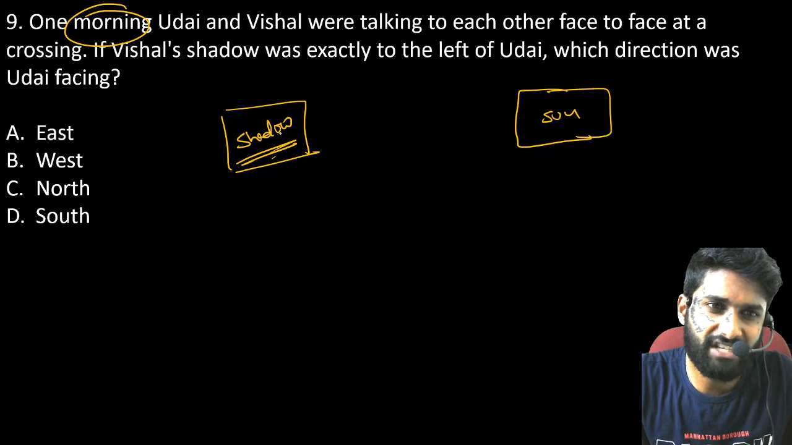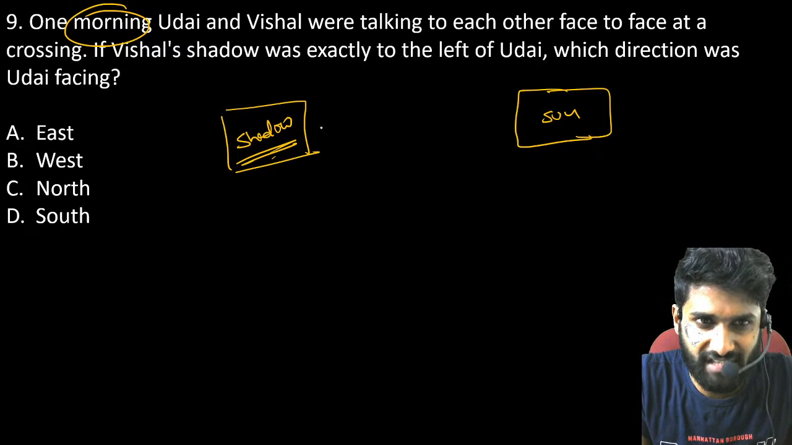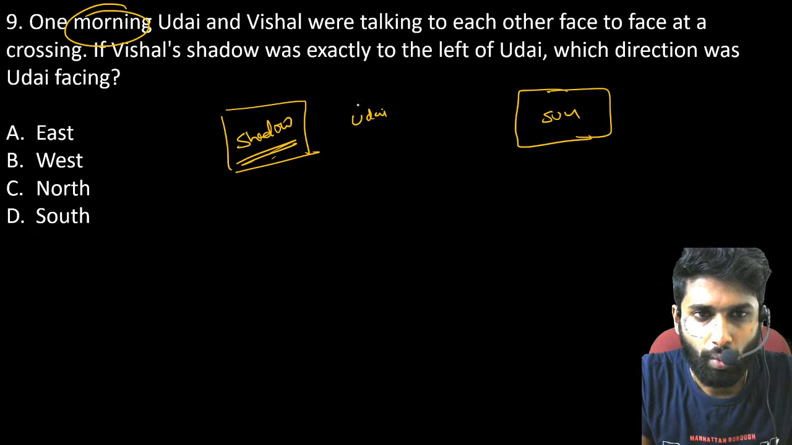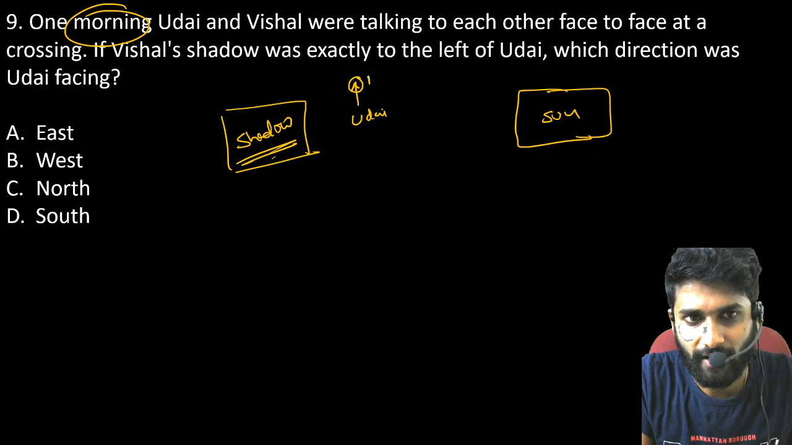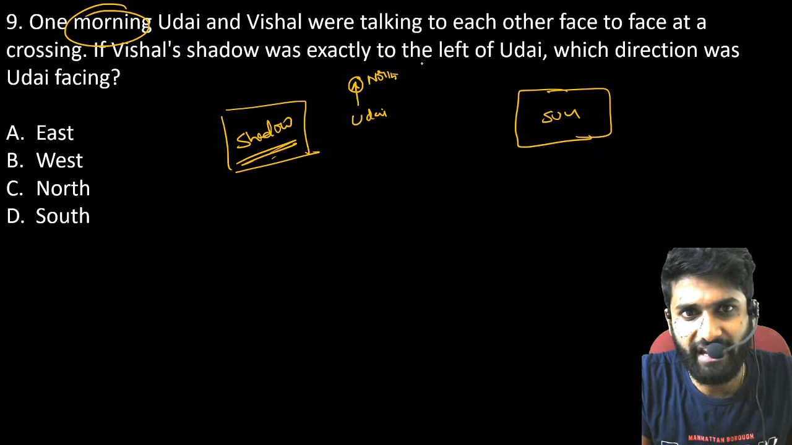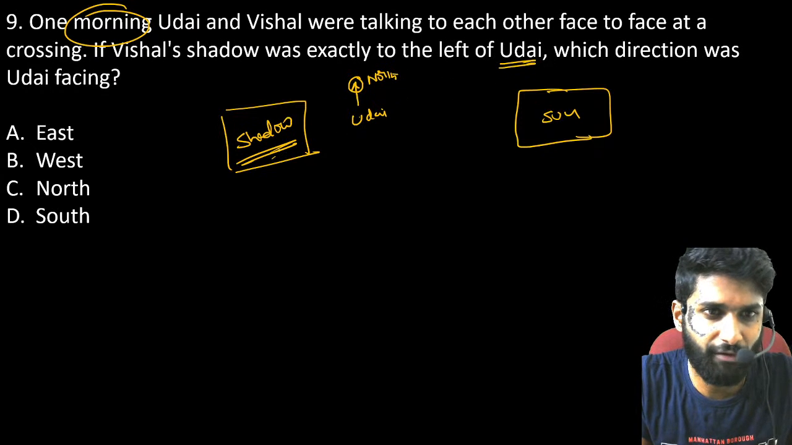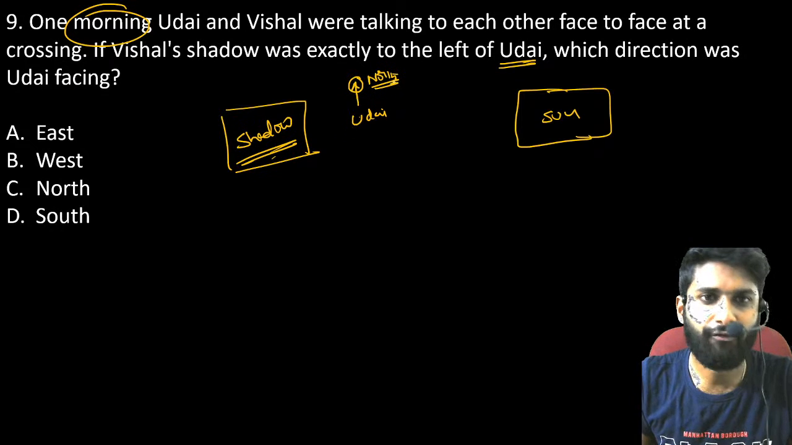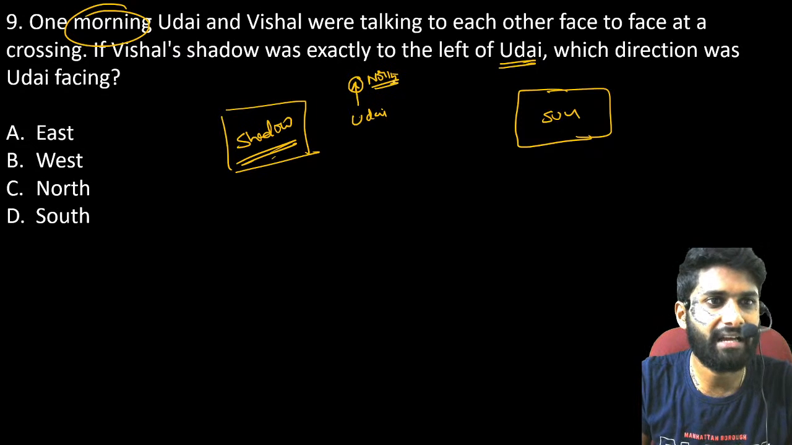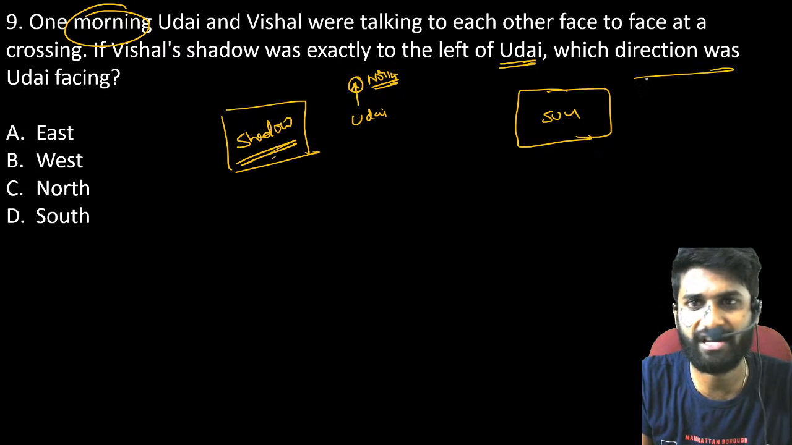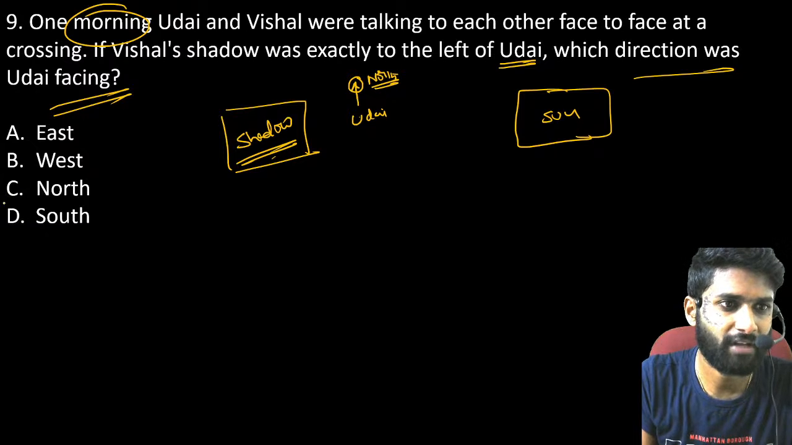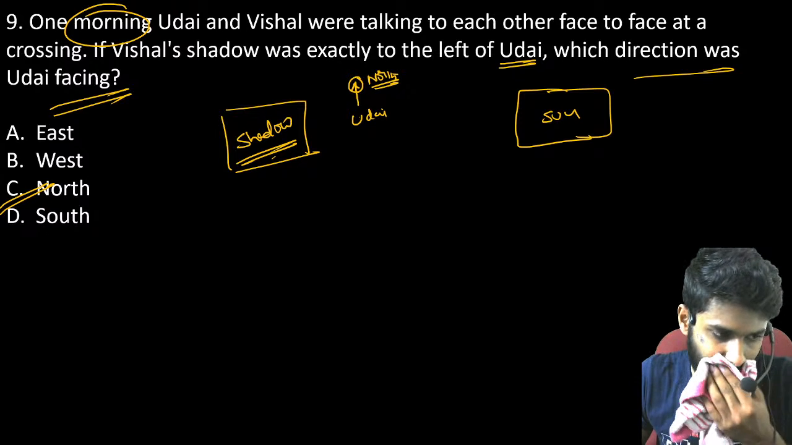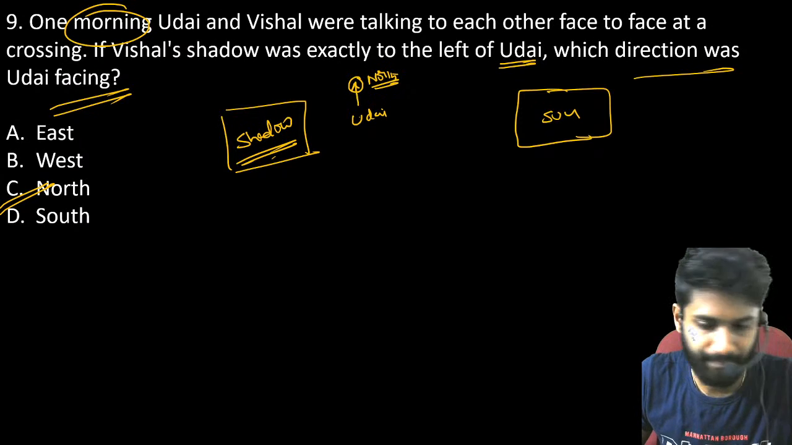If you want the shadow to be left of Uday, Uday is always facing north. Why? Because we require the shadow to be on the left of Uday. If you want the shadow on the left of any person, the person is always facing north. So Uday was facing north, and automatically Vishal was facing south. Here is my question: which direction was Uday facing? Uday was facing north. Very good. Answer is north. Just take one reference, then you can easily solve the questions.